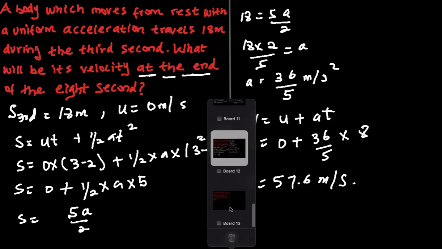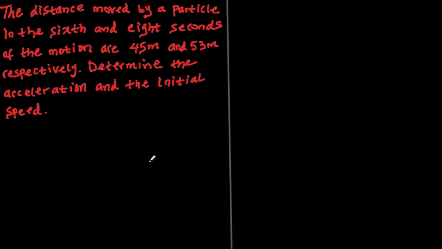So now this will be the last question, and yes, we have come a long way. So let's solve this. The distance moved by a particle in the 6 seconds. All right, so same language again, in the 6 seconds and 8 seconds. So in the 6 seconds and in the 8 seconds of the motion are 45 meters and 53 meters respectively. Determine the acceleration and initial speed.